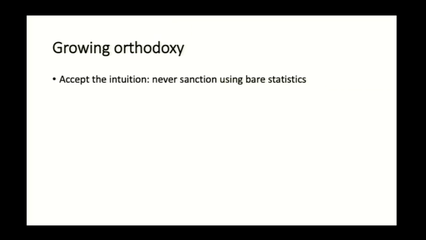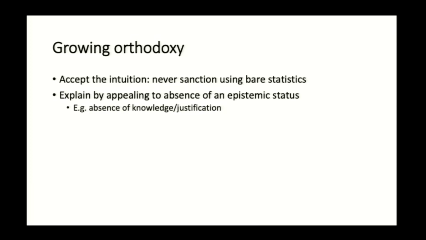So there's been an orthodox response to these cases among epistemologists who have thought about the proof paradox. We're going to accept the intuition that it's never right to sanction a party just on the basis of bare statistics. And we're going to explain this by appealing to the absence of some sort of epistemic status. The idea is that you can't know someone is guilty, or be justified in a certain way in believing that they're guilty, just by relying on statistics alone. So you can't know that the blue bus company caused the negligent harm just by relying on statistics. And this is a unique feature of statistical evidence, that there are certain cases in which it doesn't yield knowledge.